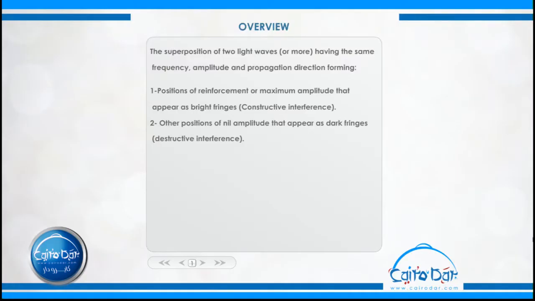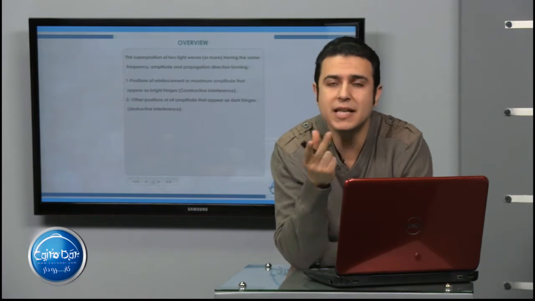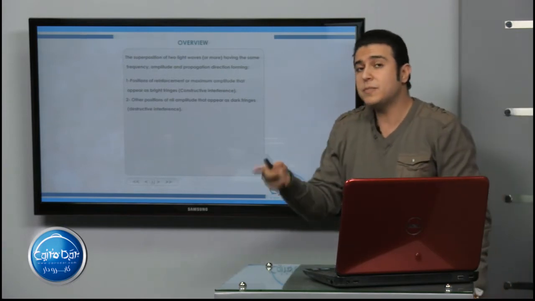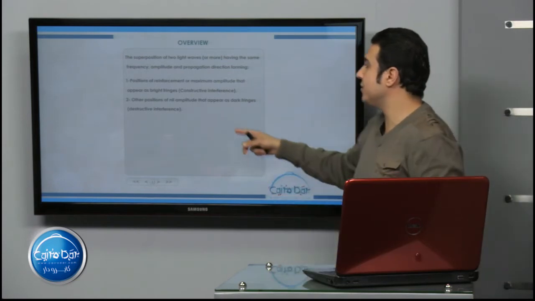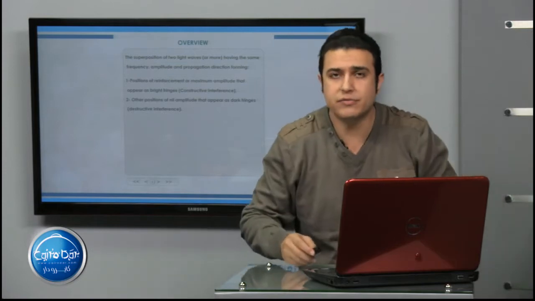The superposition of two light waves having the same amplitude, the same frequency, and the same speed forms positions which are reinforcement of light, called constructive interference of light, to form illuminated fringes. But other positions are represented by destructive interference of light, with zero amplitude, nil amplitude. It is dark fringes.